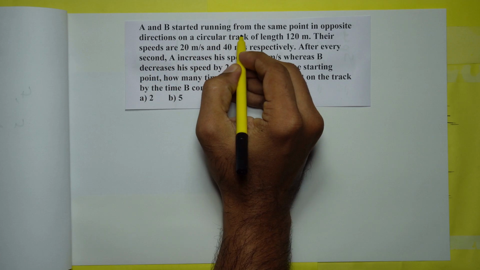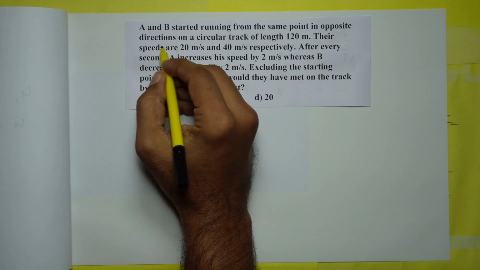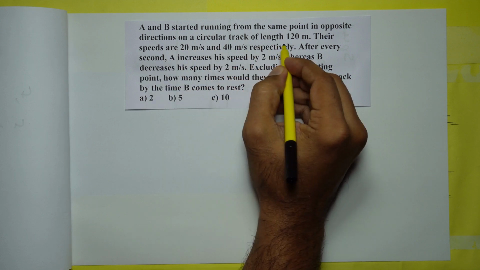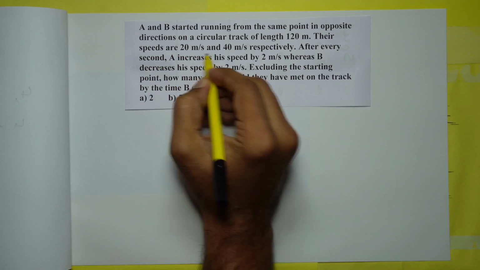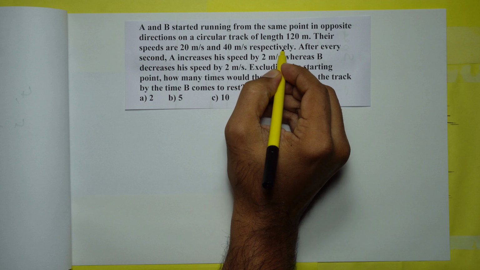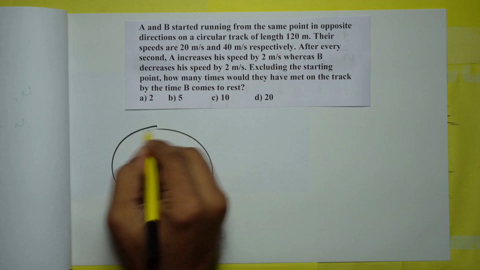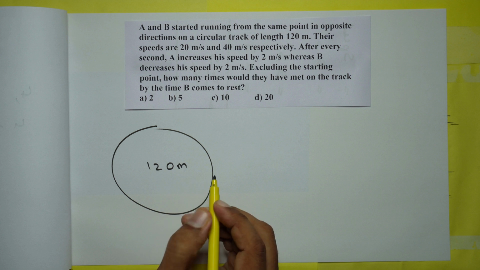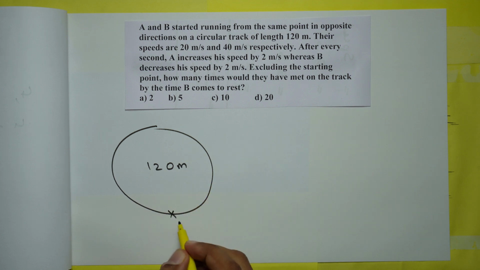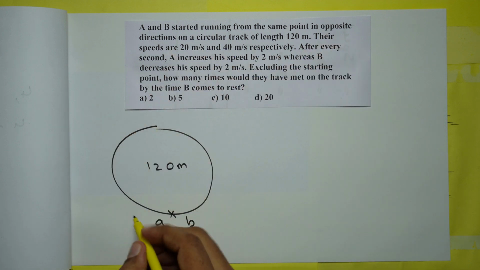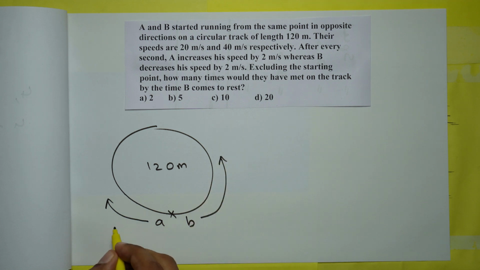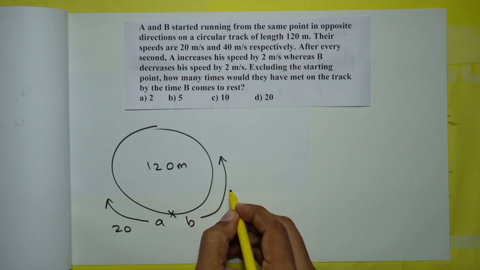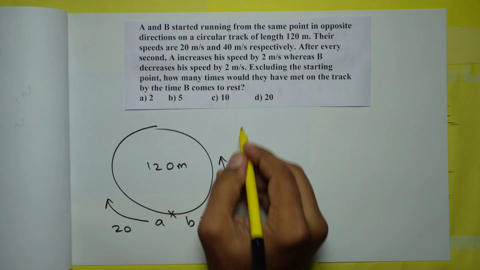A and B started running from the same point in opposite directions on a circular track of length 120 meters. Their speeds are 20 meters per second and 40 meters per second respectively. So you have the circular track like this. One full round is 120 meters. Assume that this is starting point. Now both A and B are here and they are moving in opposite directions. So A is moving like this and B is moving like this. A speed is 20 meters per second, B speed is 40 meters per second.